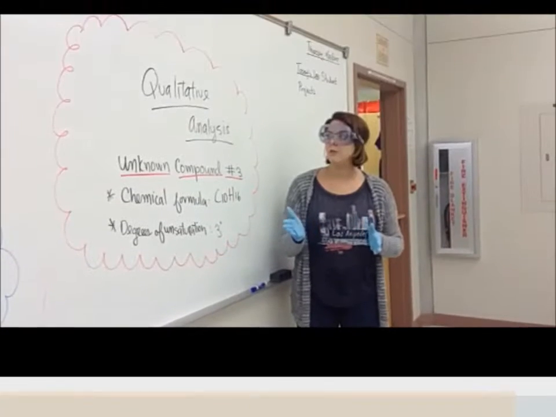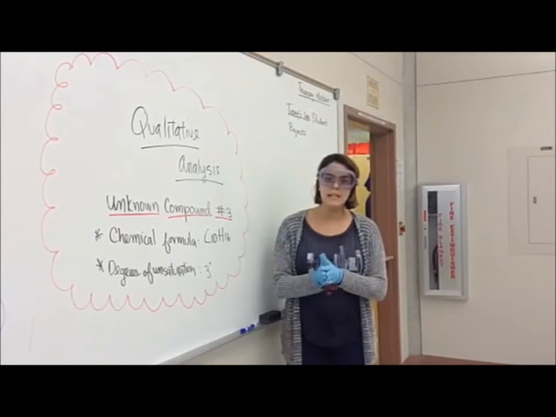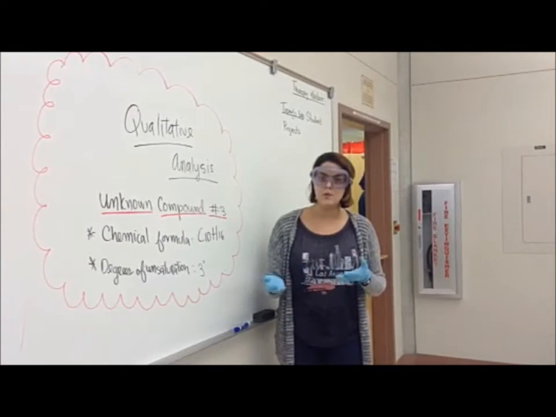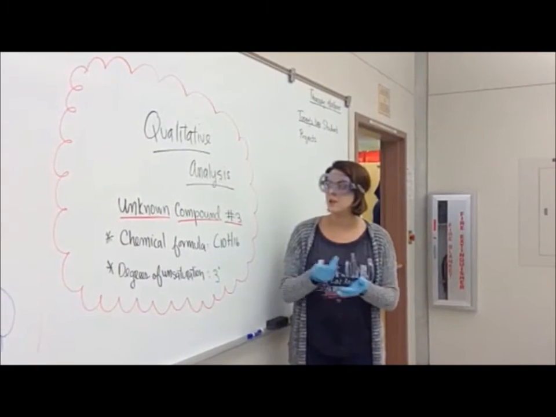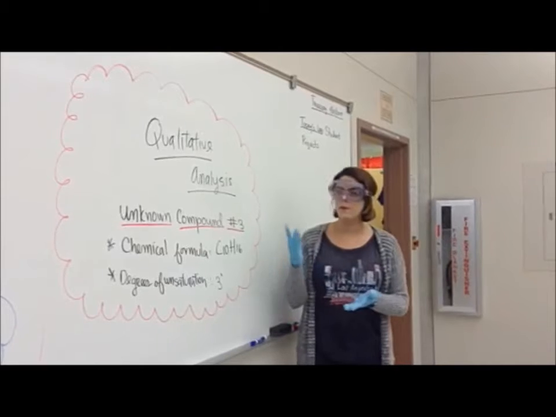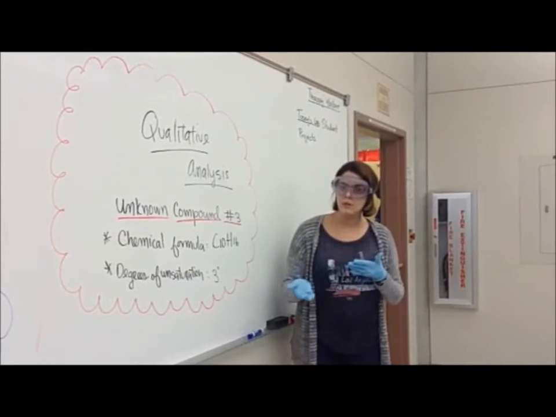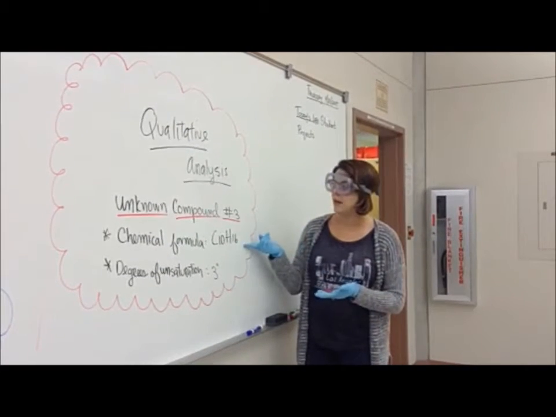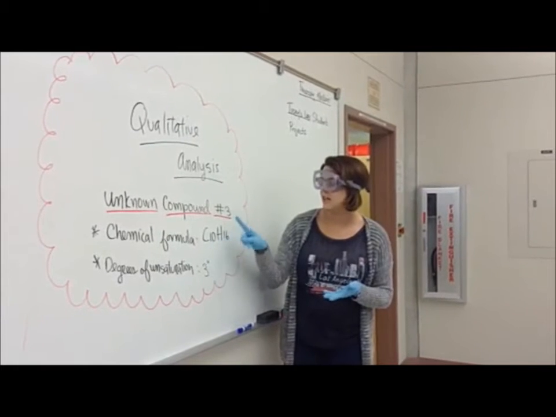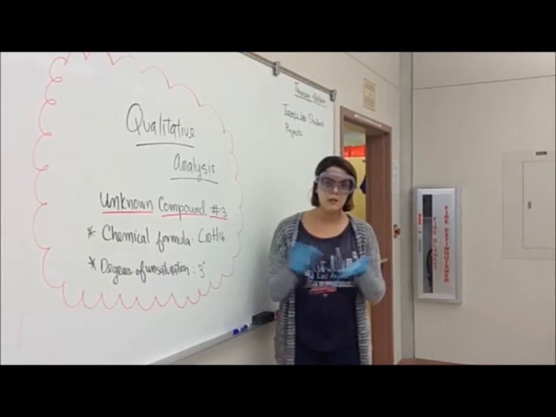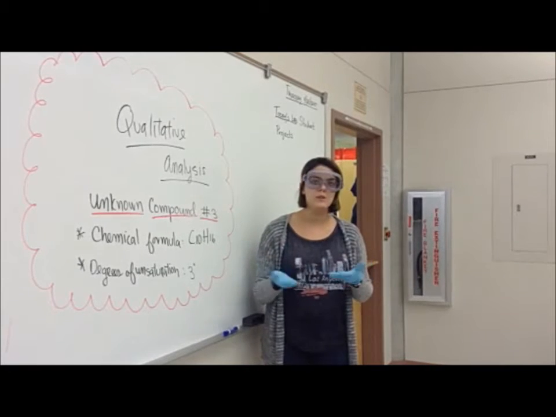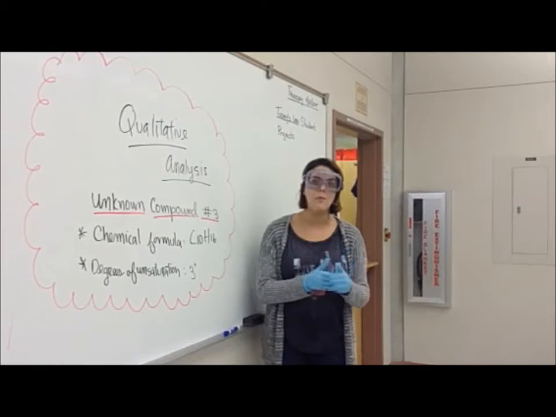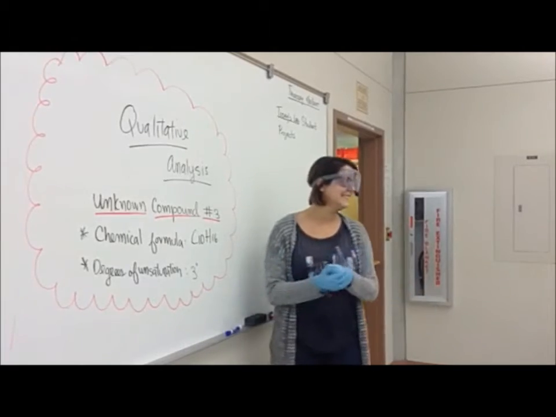The last one we'll be performing is qualitative analysis, meaning that we'll be observing the changes that happen to our compound, and from that we'll be able to determine what compound was given to us. So we'll be working with unknown compound number 3, and we're able to determine the chemical formula, which is carbon 10, hydrogen 16, and how many degrees of unsaturation it has, which is 3. And we'll be performing a series of tests in order to determine what compound we have.